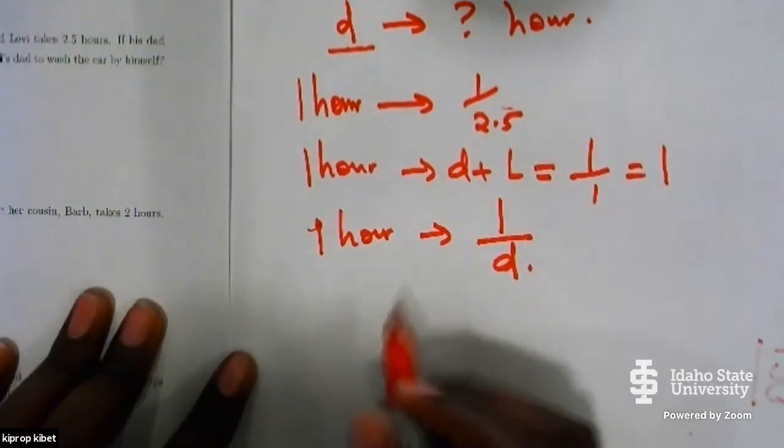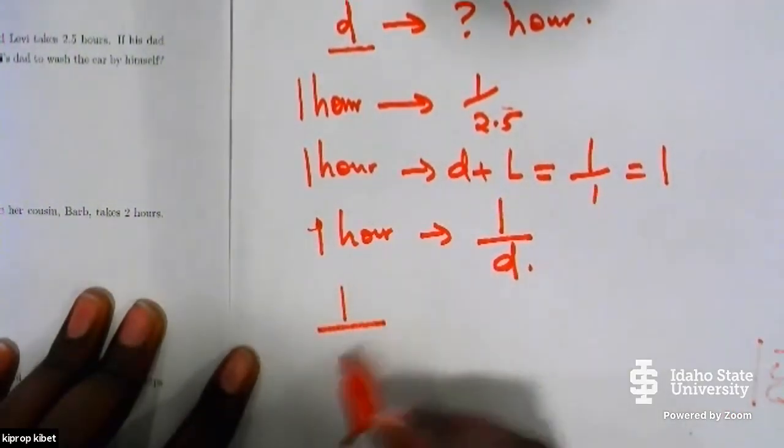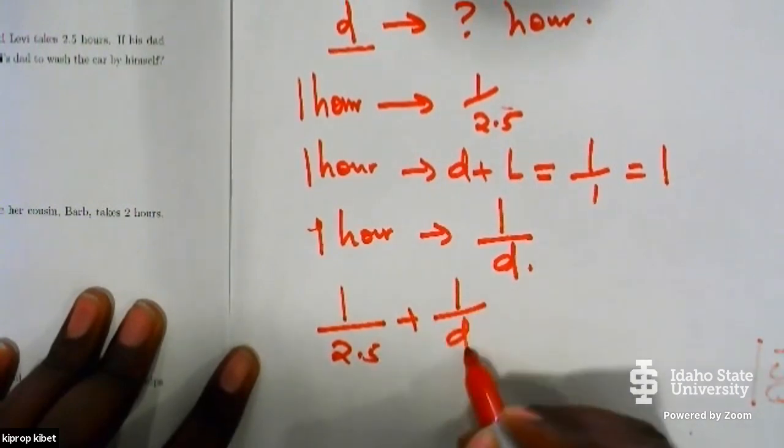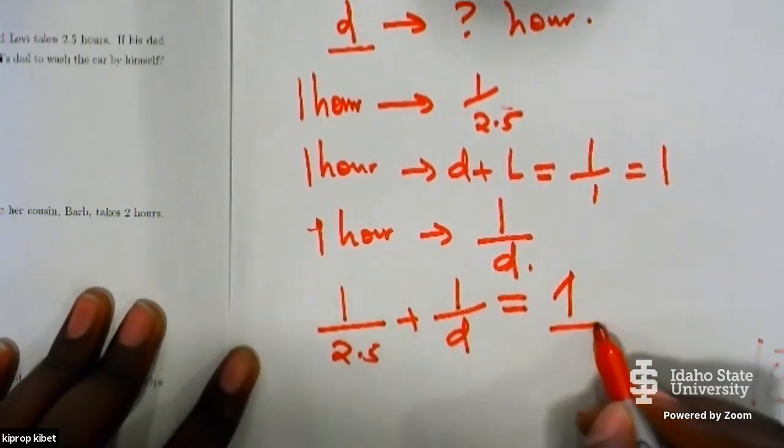So here it will be 1/2.5 plus 1/d equals 1.